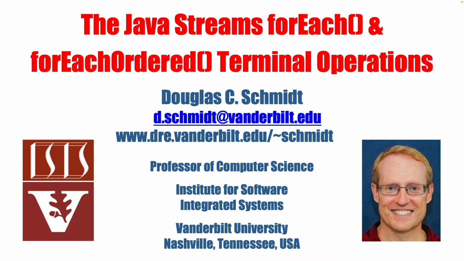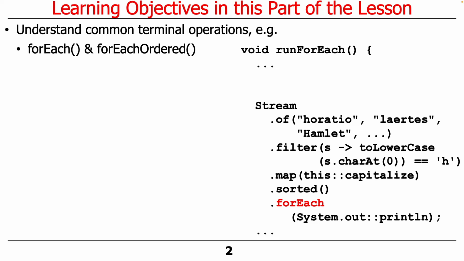We're going to start our discussion of the detailed terminal operations with some of the more simple ones, forEach and forEachOrdered, and then we'll get into the more interesting and complicated ones next, which is collect and reduce. So forEach and forEachOrdered are typically used for relatively simple programs.